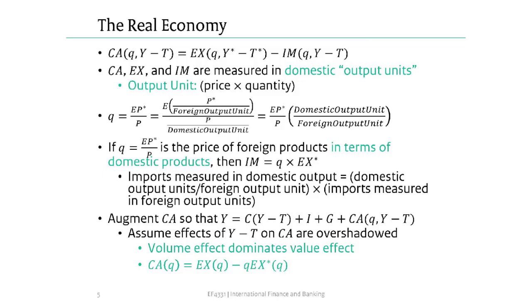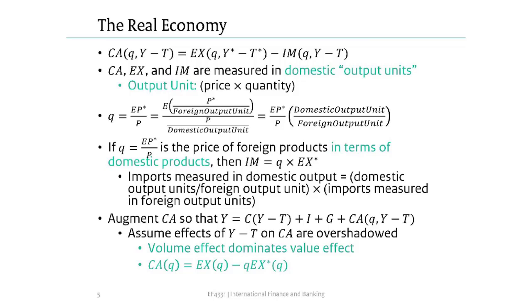All right, so let me say that again. IM equals Q times EX star. This may be confusing for some people because I gave you a very hand-wavy explanation in the past few weeks. Here is a rigorous explanation of why we can interpret it this way. It's because Q represents not only price ratios, but also the price of a foreign output unit in terms of domestic output unit. Then looking at this equation, it's quite clear that we can do this.